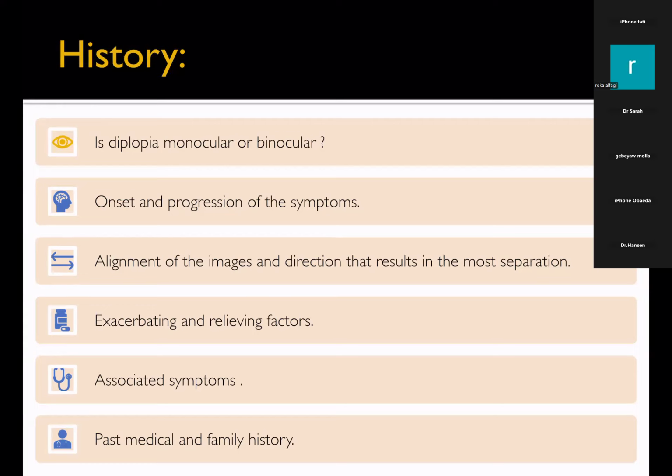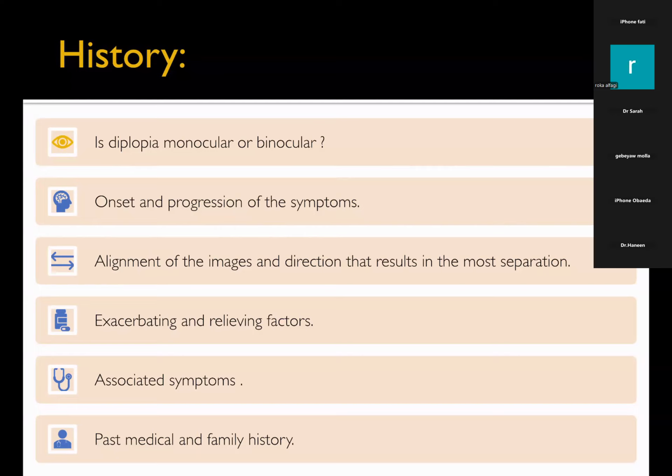And if the diplopia is monocular, which cannot be relieved by closing either eye, we have purely ocular features. We have to go for a systematic ocular examination. We have to find the cause of diplopia through the eye, mainly. If it's binocular, which means this can be relieved by closing either eye, we have to look for the neurological or systemic cause of diplopia. So we have a systemic workup furthermore.